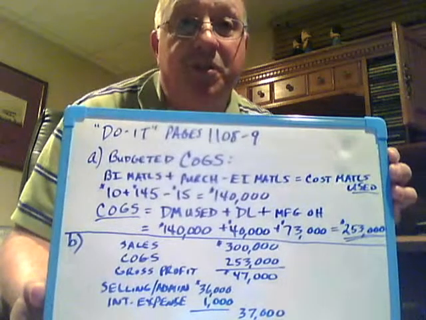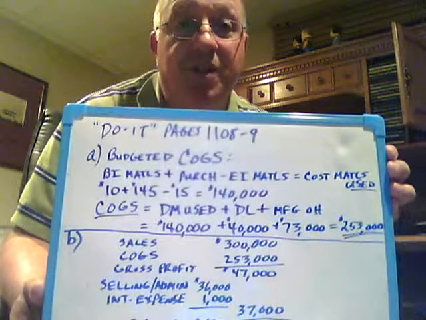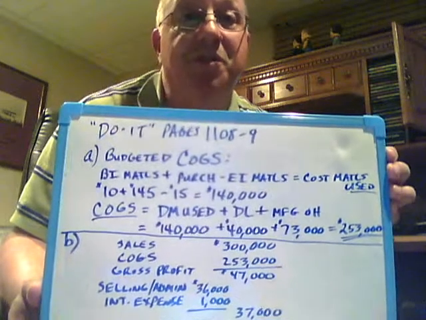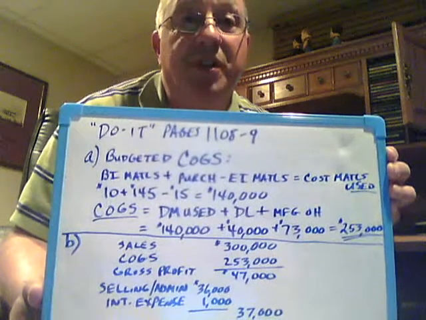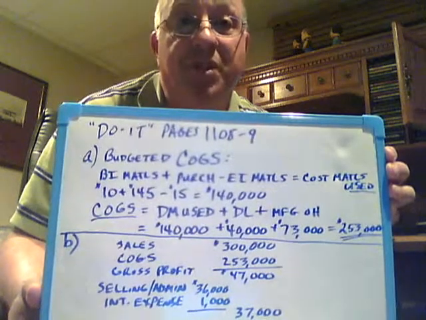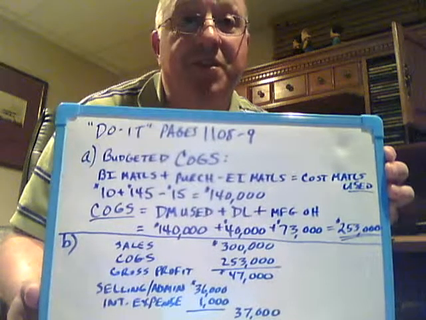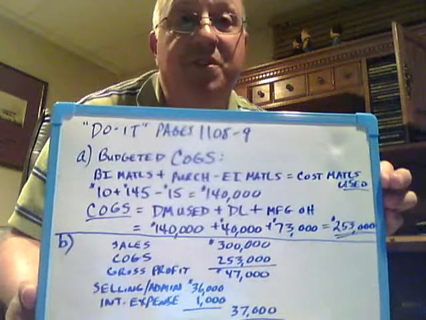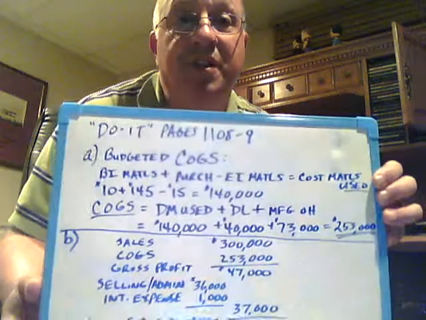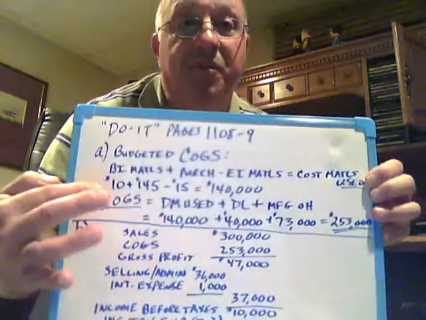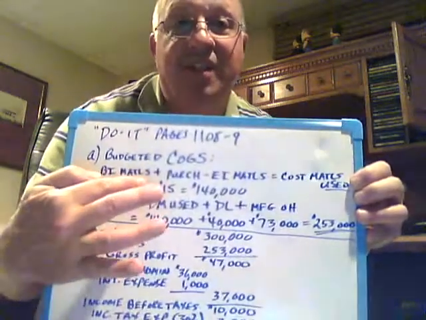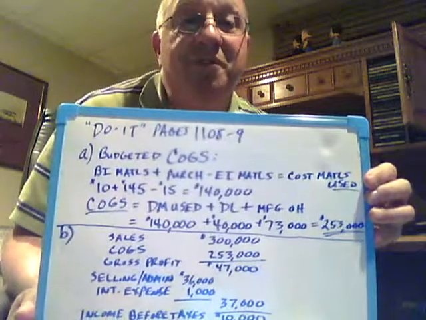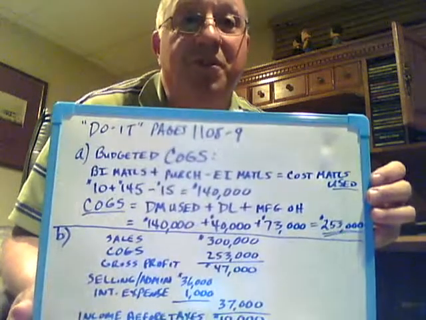So we need to know what to do with that information in order to get that portion of cost of goods sold, the cost of materials used, and that's going to consist of the beginning inventory plus the purchases minus the ending inventory. So we take the 10,000 plus the 145 of purchases minus the 15 of ending inventory, and we get 140,000 of materials used. So that's just one portion of the cost of goods sold.